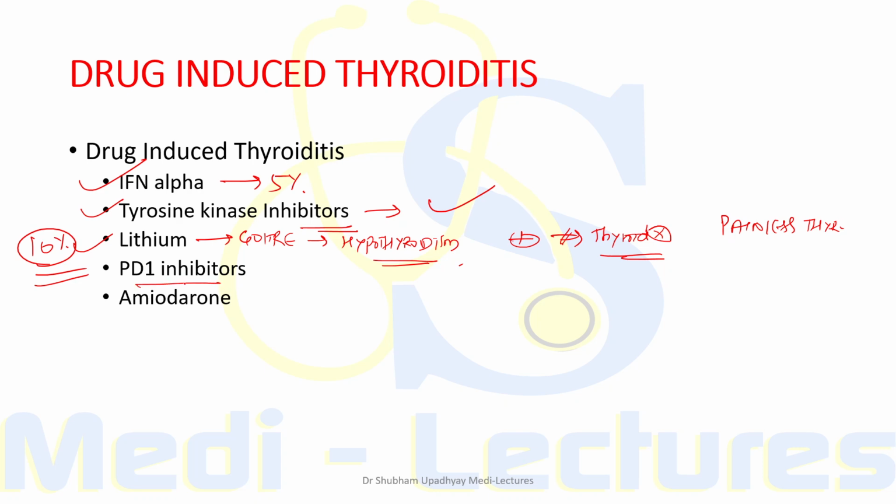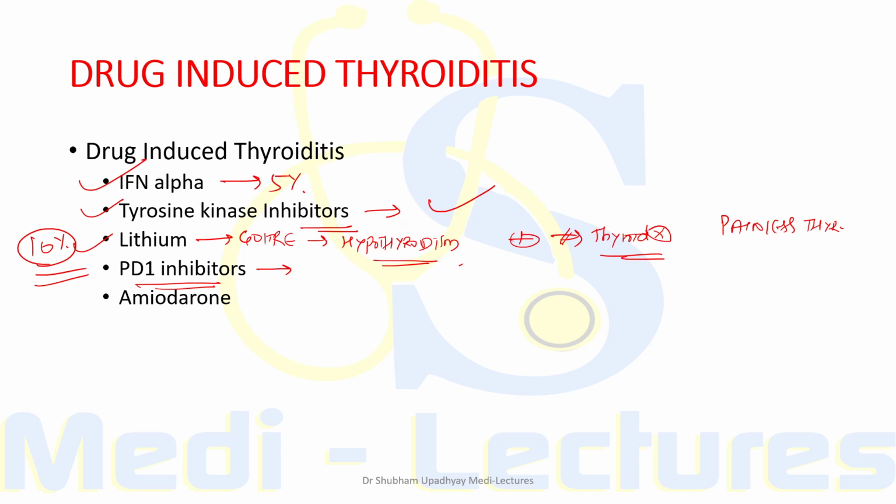Then immune checkpoint inhibitors, especially PD-1 inhibitors. Now, what do these immune checkpoint inhibitors do? These are used for cancer therapy. So what these do is these bring the autoimmunity of body against the cancer cells.